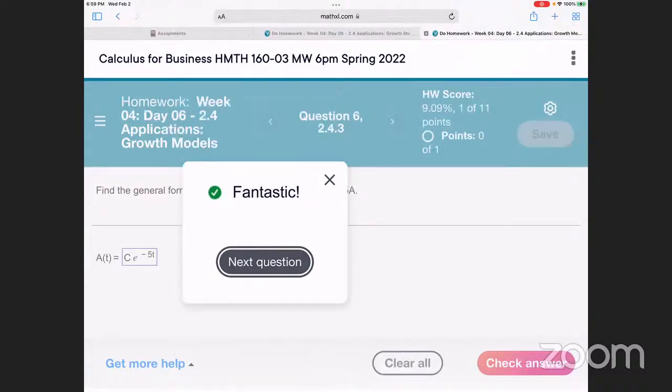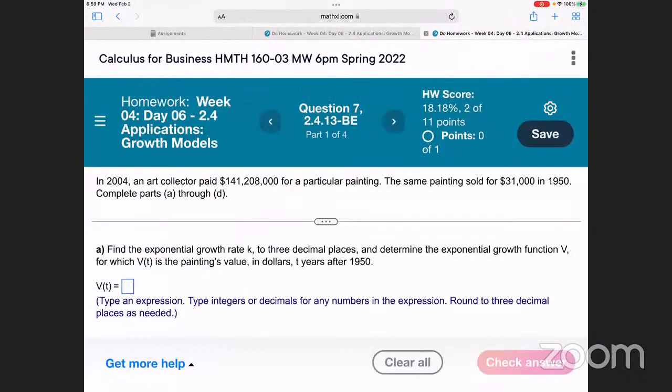But let's just do another one. Let's just try another one. We're actually no more than 10 minutes, right? Let's just hang out for another 10 minutes.